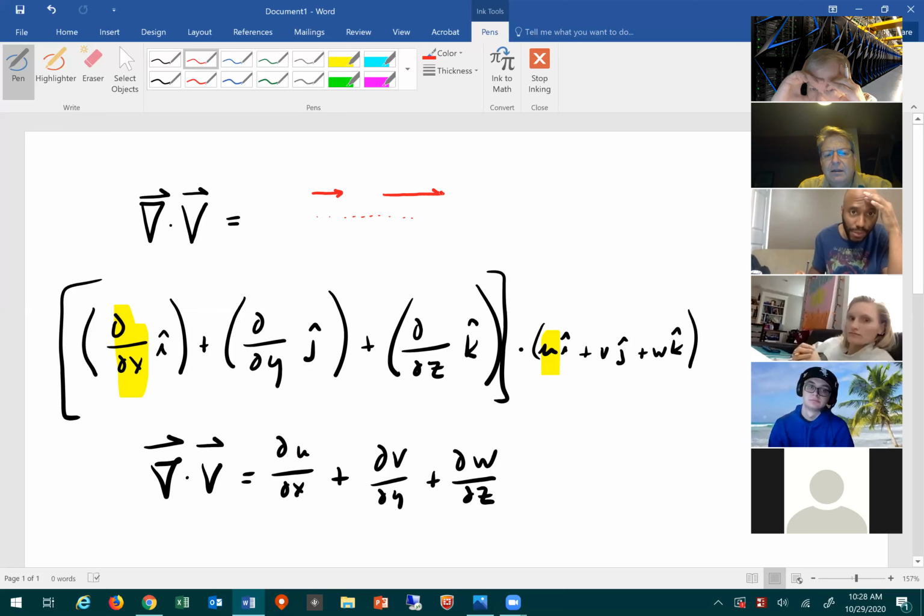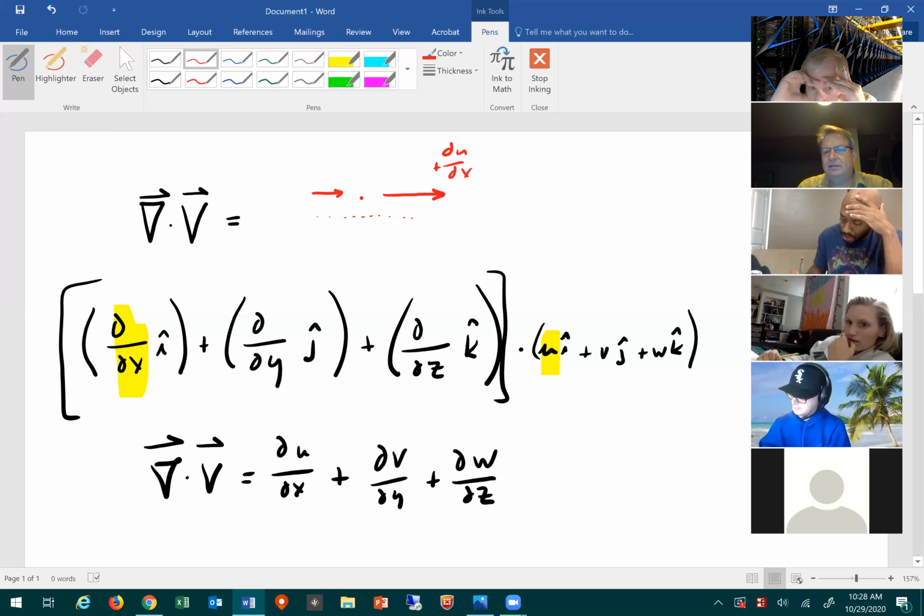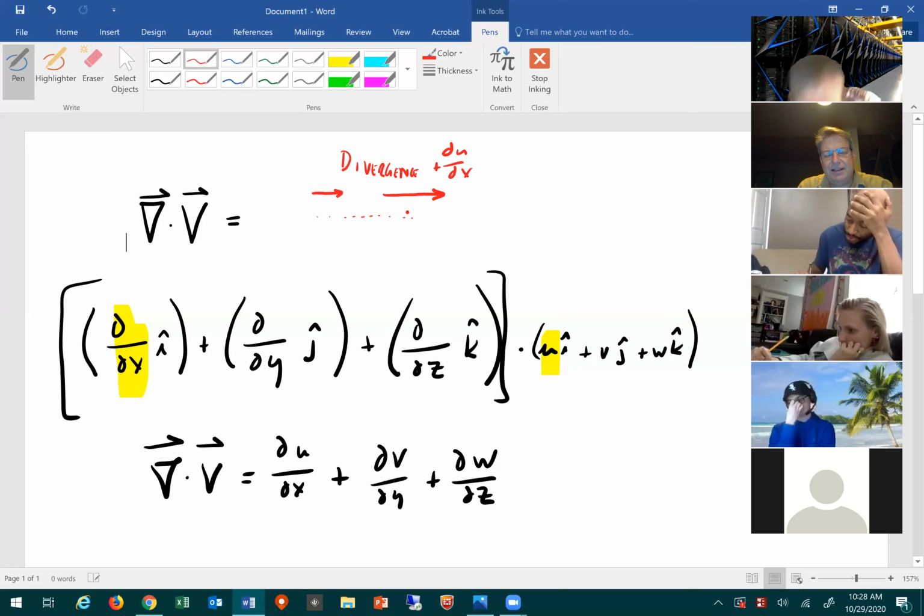Accelerating? Isn't it getting faster? Positive du/dx. What is that? What's it doing? Accelerating. What's that called? Advecting? No, it's not advecting. Divergence. Oh, it's divergence. Isn't that diverging? Isn't that divergence?